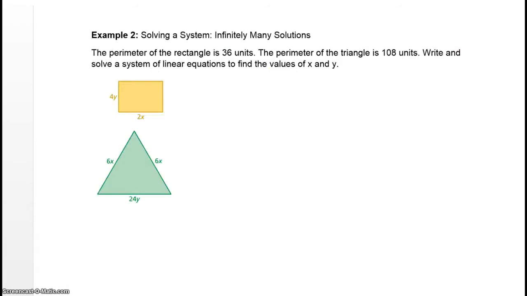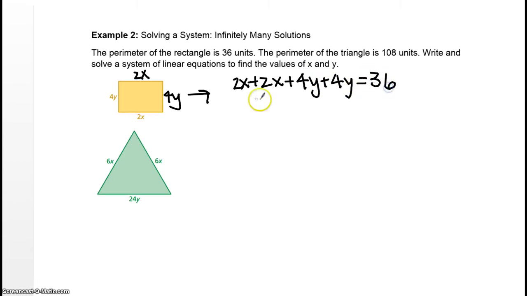All right, for example 2, this will be an example of a problem that has infinitely many solutions. And if you remember, these are the ones where the two lines are exactly the same when you graph them, which means they intersect at infinitely many points. Okay, so it says the perimeter of the rectangle is 36 units. Okay, but you got to keep in mind that this is 2x and this is 4y. So if I was writing an equation for this, it would be 2x plus 2x plus 4y plus 4y is equal to 36, which is really 4x plus 8y equal to 36.